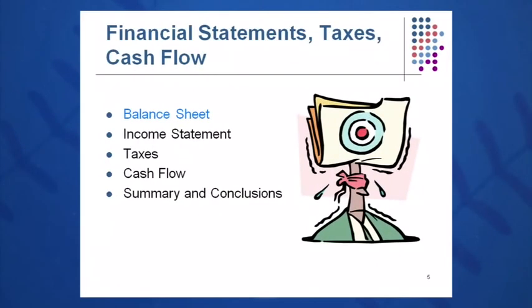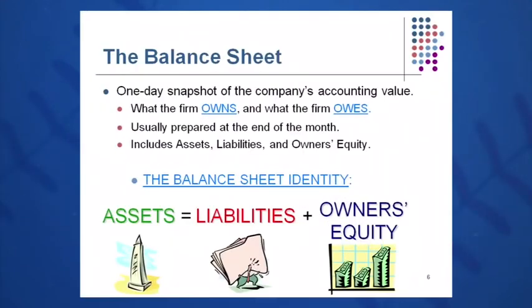So let's move into the balance sheet. First of all, the balance sheet is a one-day snapshot of the company's accounting value, its economic health. Is the company healthy or not? On one side, on the left side, is what the company owns, and on the right side, what the company owes. So it's a measure of ownership and what the company owes. Usually prepared on the last day of the month. Again, it's a one-day snapshot, so we must stress that.